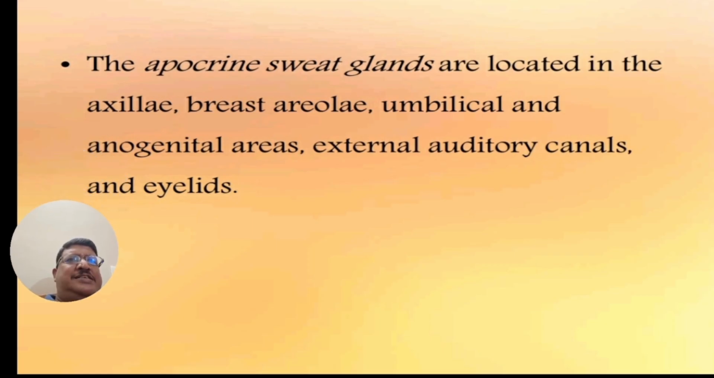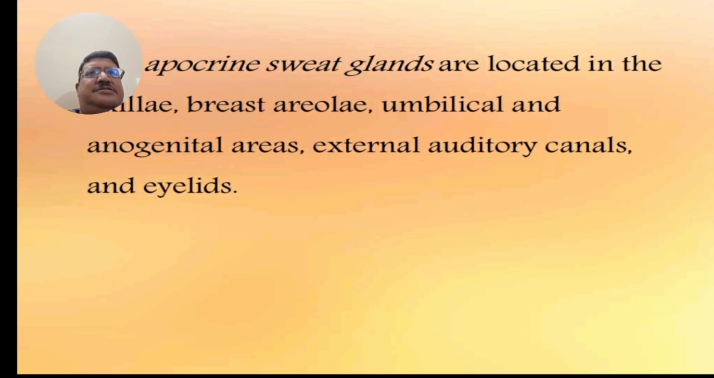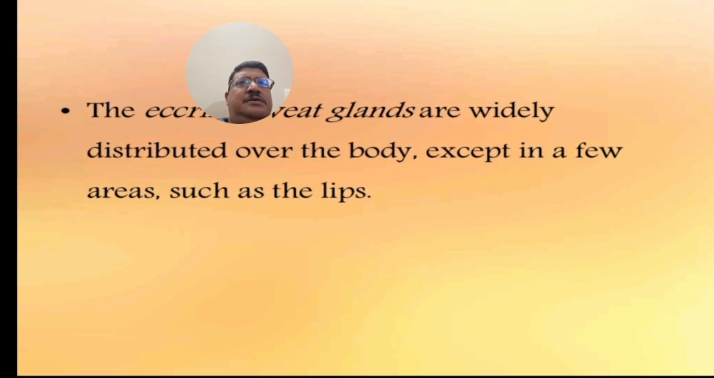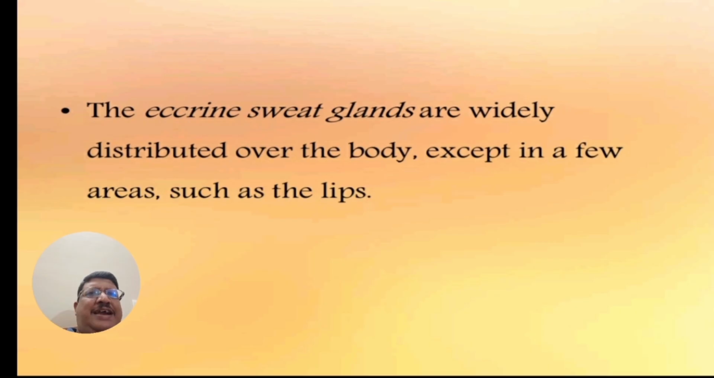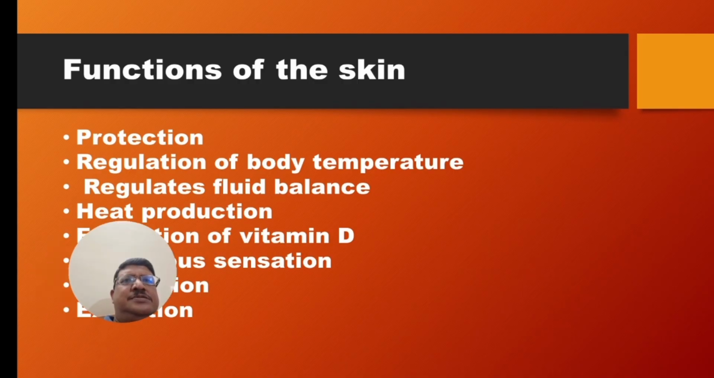The apocrine sweat glands are located in the axillae, breast areola, umbilical and anogenital areas, external auditory canals, and eyelids. The eccrine sweat glands are widely distributed over the body except in a few areas such as the lips.